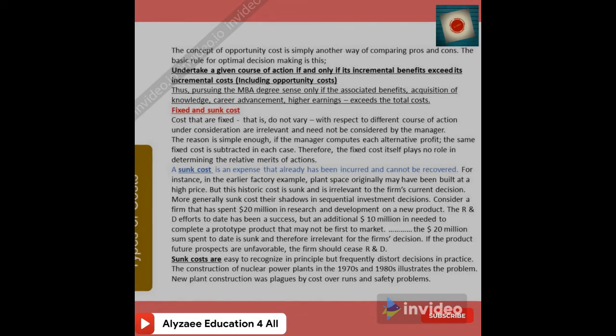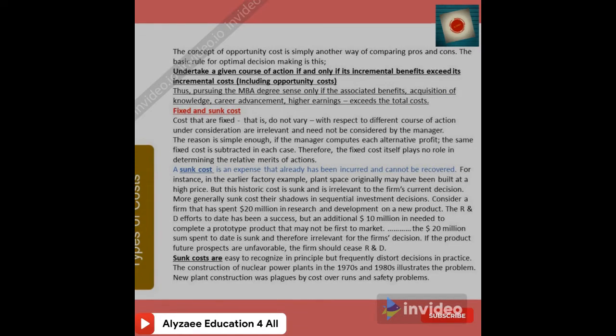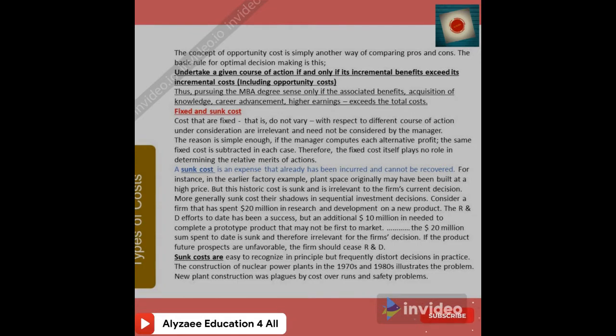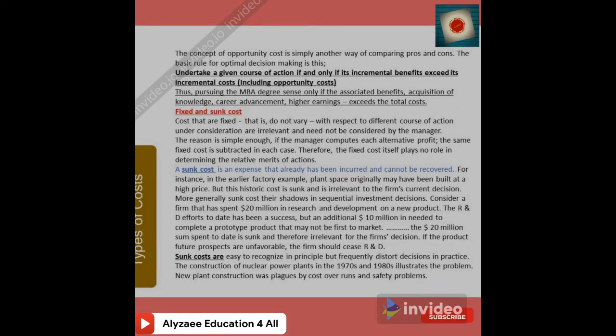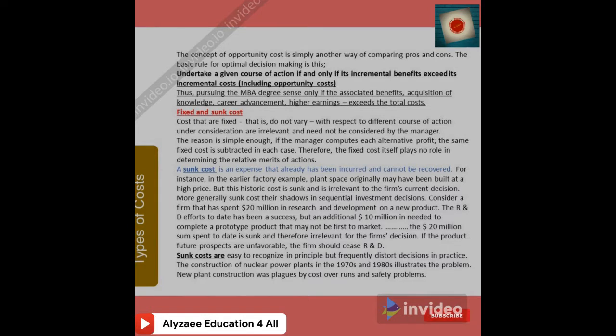Fixed and sunk costs: costs that are fixed, that do not vary with respect to different courses of action under consideration, are irrelevant and need not be considered by the manager. The reason is simple enough. If the manager computes each alternative's cost, the same fixed cost is subtracted in each case. Therefore, the fixed cost itself plays no role in determining the relative merits of the actions. A sunk cost is an expense that already has been incurred and cannot be recovered. The investment and effort you have put into something, the cost that has been incurred, cannot be reverted or returned.